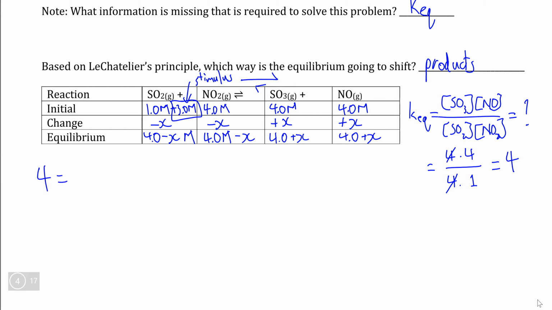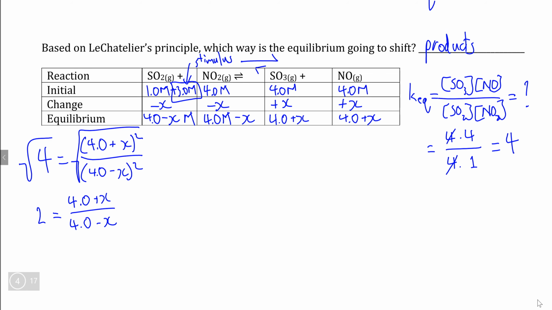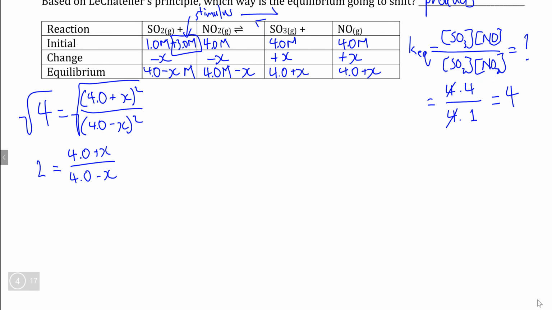So here, because the concentrations of each of our products and each of our reactants are the same, whenever you take anything and multiply it by itself, we can represent that by simply writing (4.0 plus X) squared. And the same goes for our reactants, (4.0 minus X) squared. And then we can use that workaround by taking the square root of both sides in order to eliminate the exponents. Square root of 4 is 2. So we have 2 is equal to (4.0 plus X) over (4.0 minus X), and then it simply becomes a matter of isolating for X in order to solve.